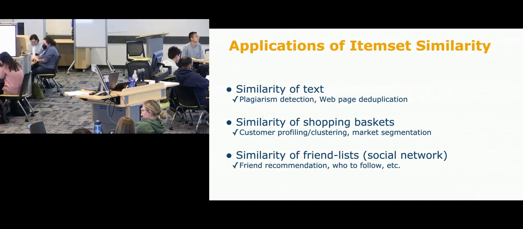And then on Facebook, as you guys know, I think there used to be a "People You May Know" option where they would recommend you to connect to somebody on Facebook. So all those things could be based on similarity of friend lists.